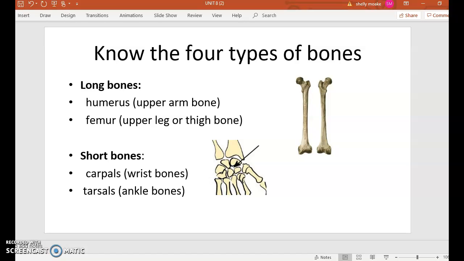Now we'll move on to the 4 types of bones. We have long bones. Pictured over there is the femur. You can see the top of the acetabulum there, the ball and socket joint. Femur and humerus look similar. They are both ball and socket joints at the top, the point of attachment. And then we have short bones, which are your carpals, is what the arrow is pointing to. And then the tarsals are the ankle bones.